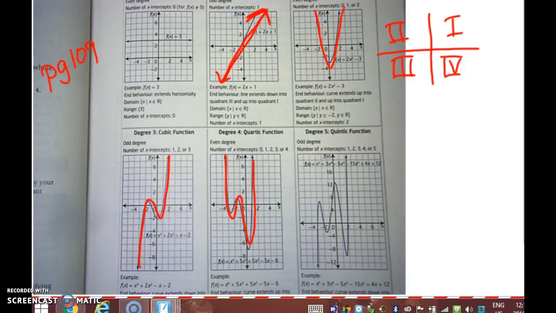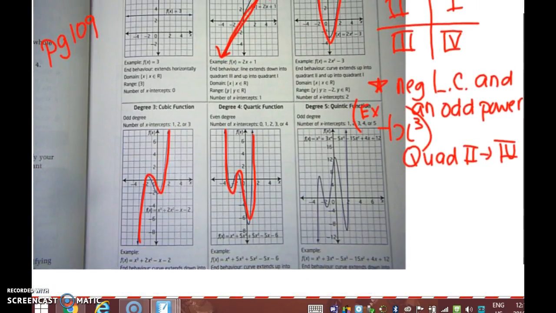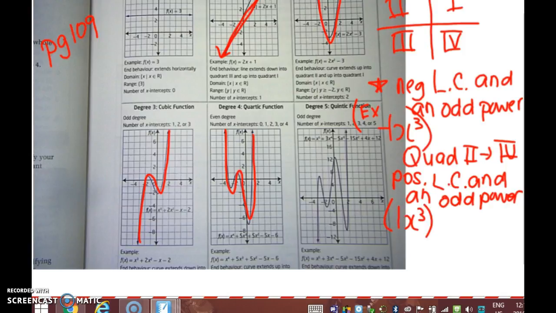So this is important to write down. If you have a negative... to quadrant 1.